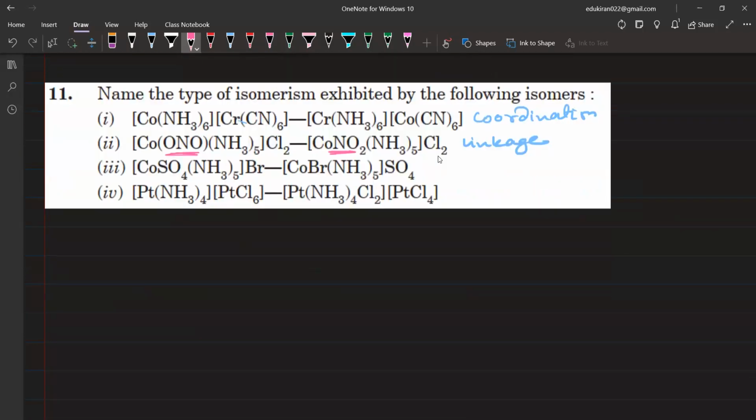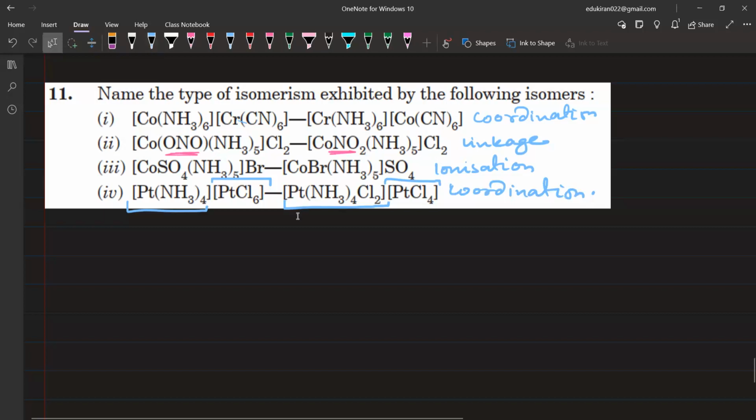Okay, so in the next case, you will see that there is an exchange of ions. SO4 is inside at one time and outside at another, here Br is inside and here Br is outside, right? So this is a case of ionization isomer. And obviously in the fourth one here, exchange of ligands is happening. Yes or no, please tell me guys. Right. Whenever you have two different complex ions, both cationic and anionic being complex ions, then it is going to be coordination isomer. Okay, you can correct this down.